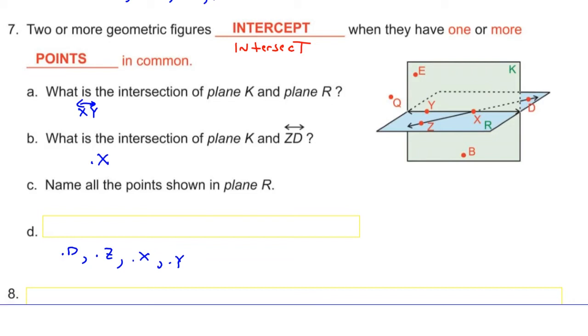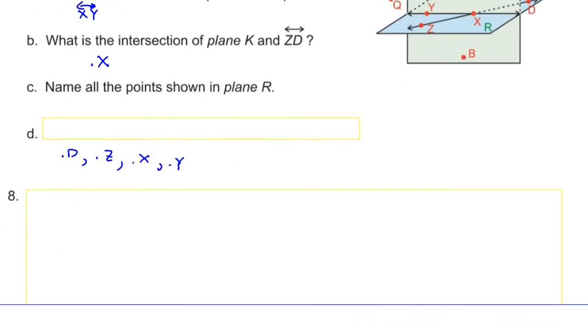Point B is not, point E is not, point Q is outside both planes. Point Q is in neither plane, right? Okay, does that make sense? I hope so. Now, R is not a point, R is to name the plane, right? So don't say point R, there is no point R. R is naming the plane. There is no point associated with it.